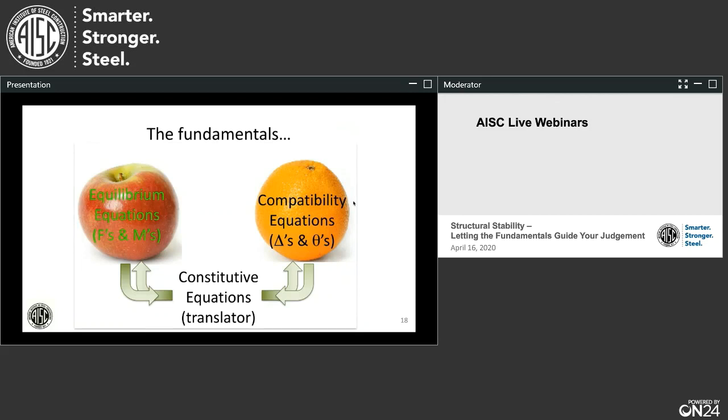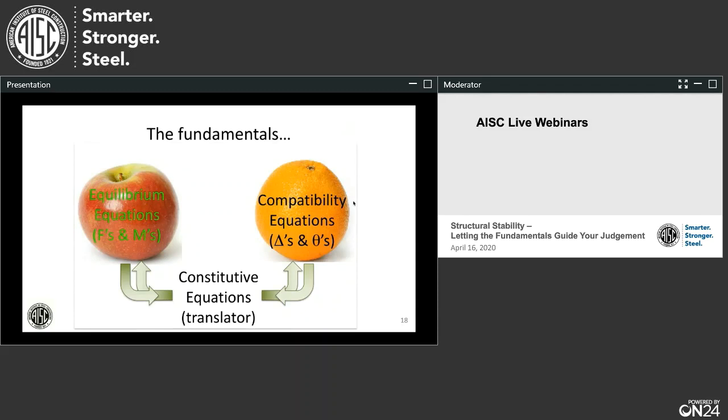Now, we've got more than enough equations between the two. The problem is we don't have a common set of units. So in order to have all of the equilibrium equations, or all of our compatibility equations, all in terms of displacements or all in terms of forces, we need to move back and forth. And that moving back and forth is done through constitutive equations. Constitutive, another more scary word, simply meaning something like Hooke's law, some variation of it.